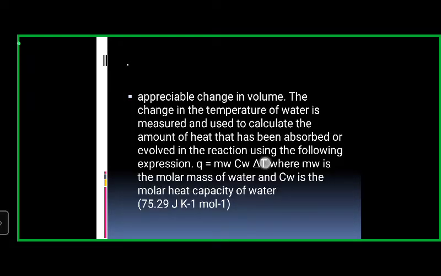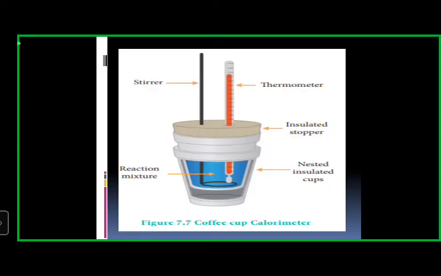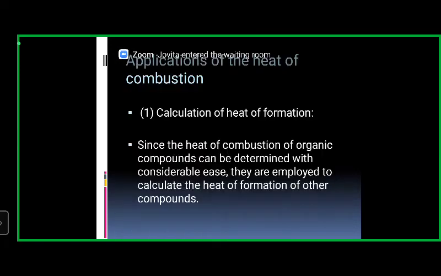So what is the formula that is used? Q is equal to MW CW delta T, where MW is the molar mass of the water, CW is the molar heat capacity of water. This is a constant value. What is that? 75.29 joule per Kelvin per mole. So we have this coffee cup calorimeter.